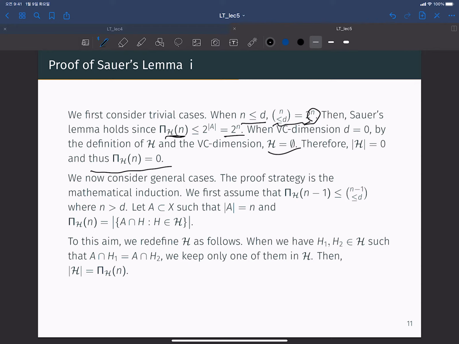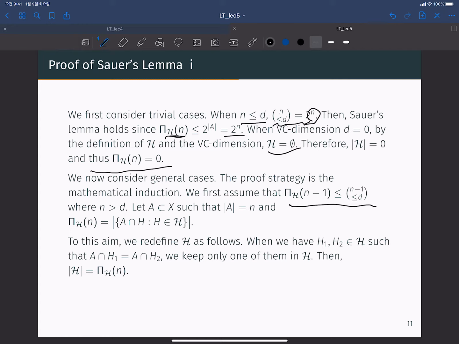Right. Okay. So now we consider general cases. The proof strategy is mathematical induction. We first assume that this holds for the case n-1 and d. And then we show that when this holds for n-1 and d, the n and d case is also true.